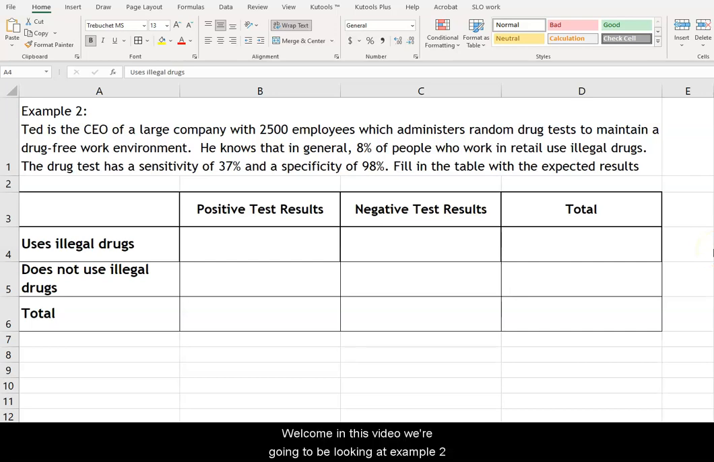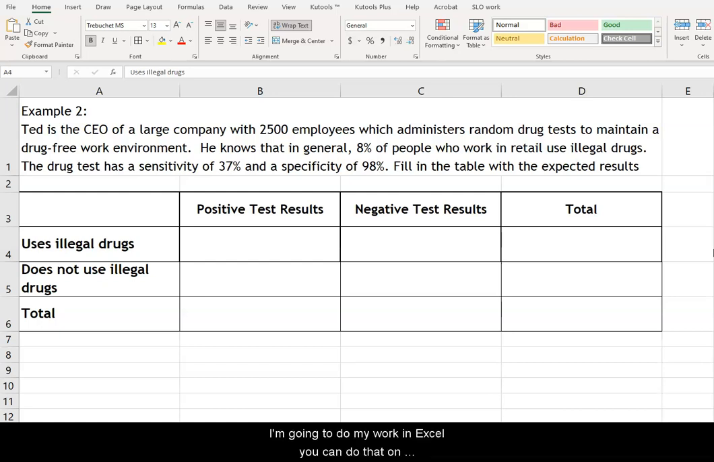Welcome. In this video, we're going to be looking at example 2 from the tables lesson in your MAT043 workbook. This example is on page 222 in your workbook, and it deals with medical testing. We're going to look at sensitivity and specificity. So let's go ahead and look at this.